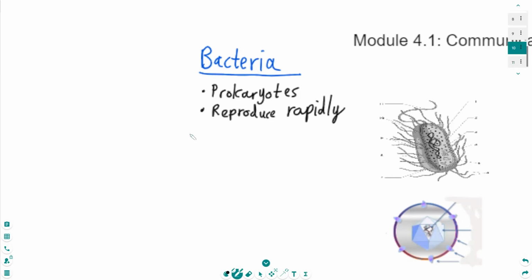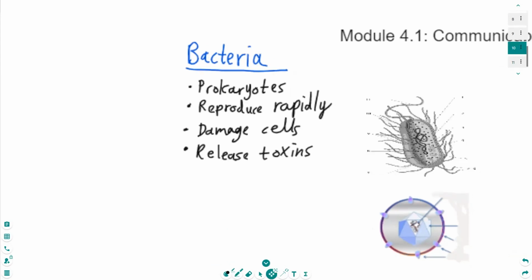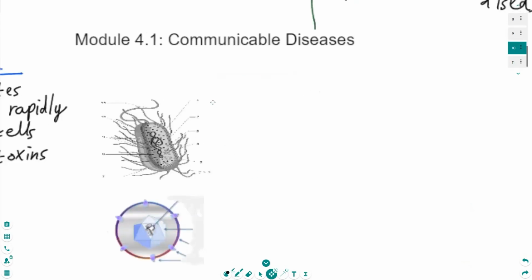Once in the host body, they can multiply rapidly, and their presence can cause disease. So they either damage cells or they release toxins that can harm body cells. So that's on bacteria.